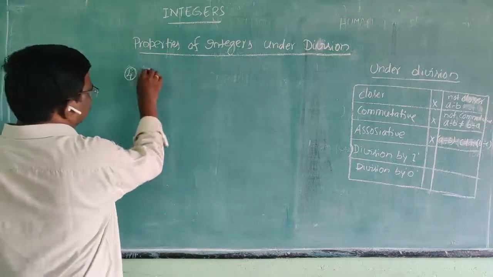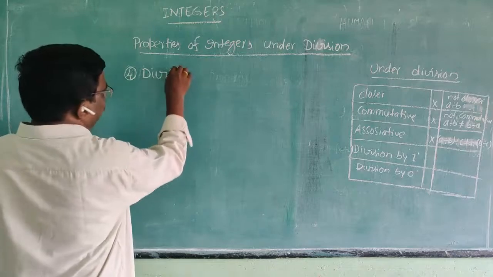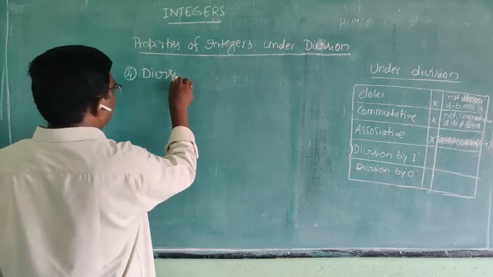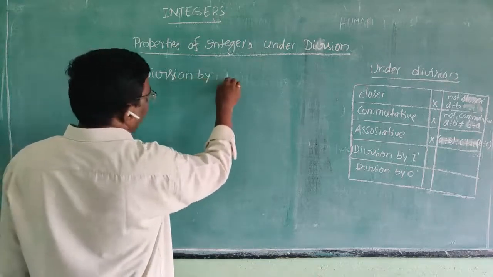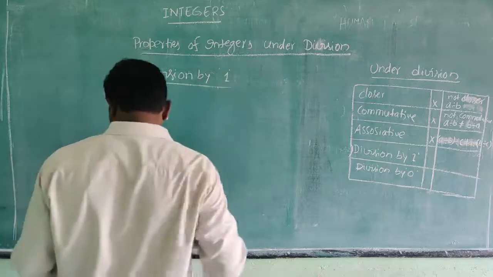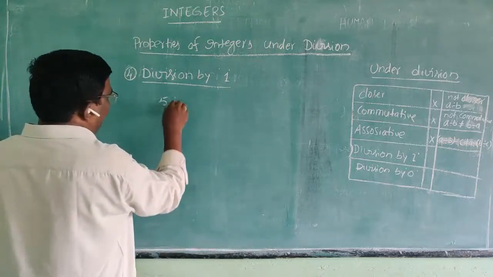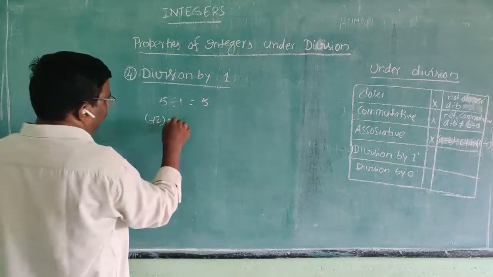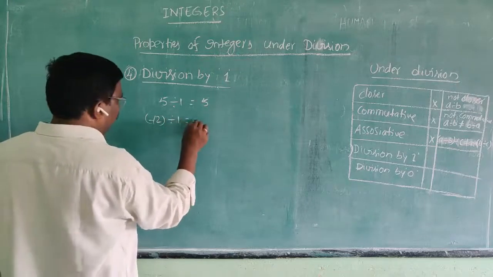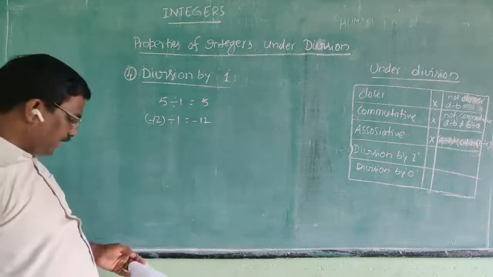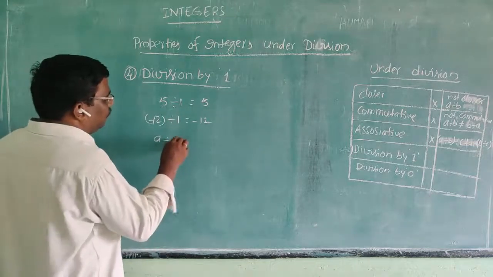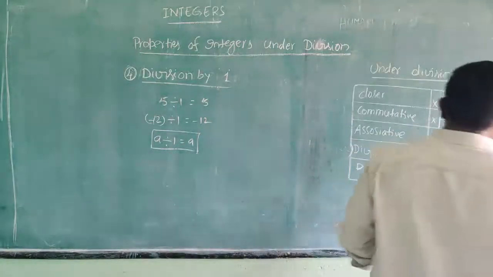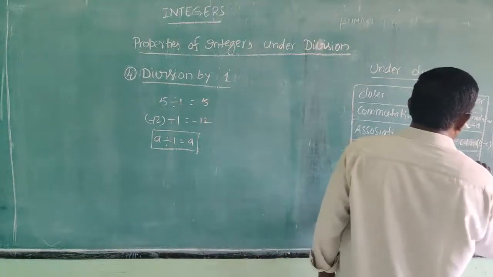Next, fourth one, division by 1. 5 divided by 1 equals 5. Minus 12 divided by 1 equals minus 12. Therefore a divided by 1 equals a.